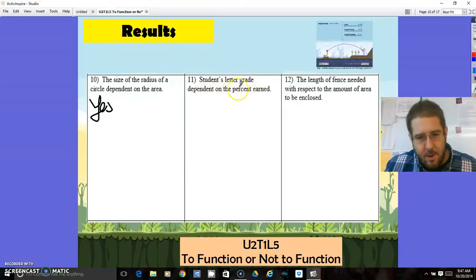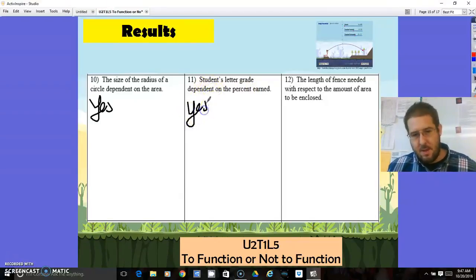A student's letter grade dependent upon a percent earned. Well, that's true, okay. So can a percent have more than one letter grade? No. If you get an 89%, you definitely get a B. There's no other option. So each domain can only have one range. That is a function, yes.